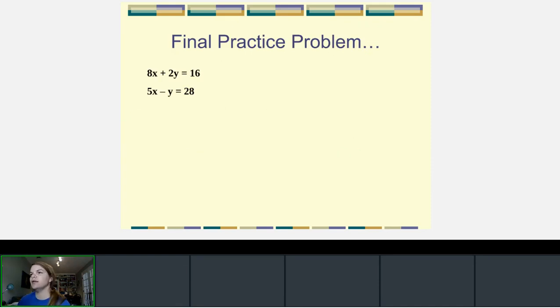All right, so let's go ahead and try this final practice problem. You'll notice we have 8 and 5. Those aren't going to cancel out. Not the same coefficient, they're not opposites, but we do have 2y and a negative y. So since we have a positive and a negative, we're actually going to leave the top equation alone, and we're going to multiply the bottom equation by 2. So we would then get 8x plus 2y equals 16. That's our original. The top one, that's going to stay.